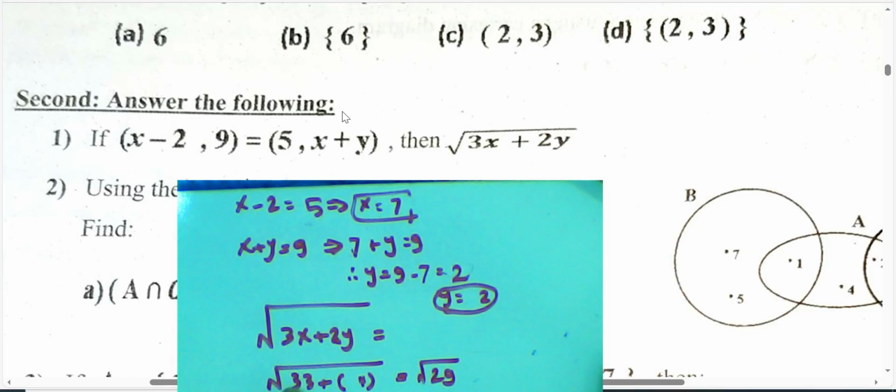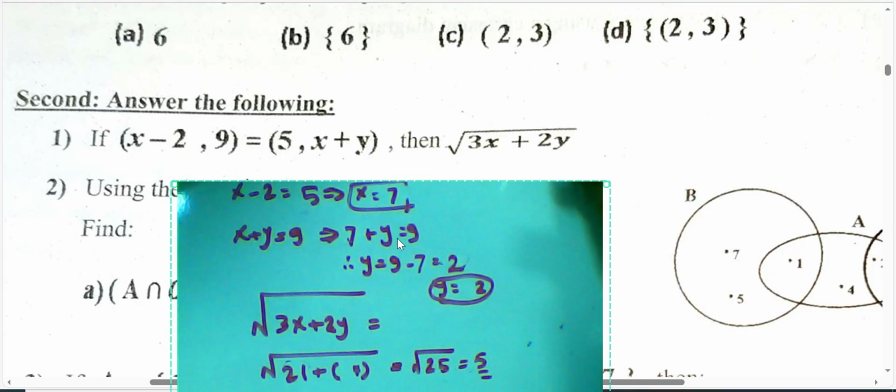Here you want to find 3x plus 2y. 3 times x, x was 7. 3 times 7 is 21. And 2 times 2 is 4. 21 plus 4 is 25. Square root of 25 equals 5. Okay, then the answer here will be 5.